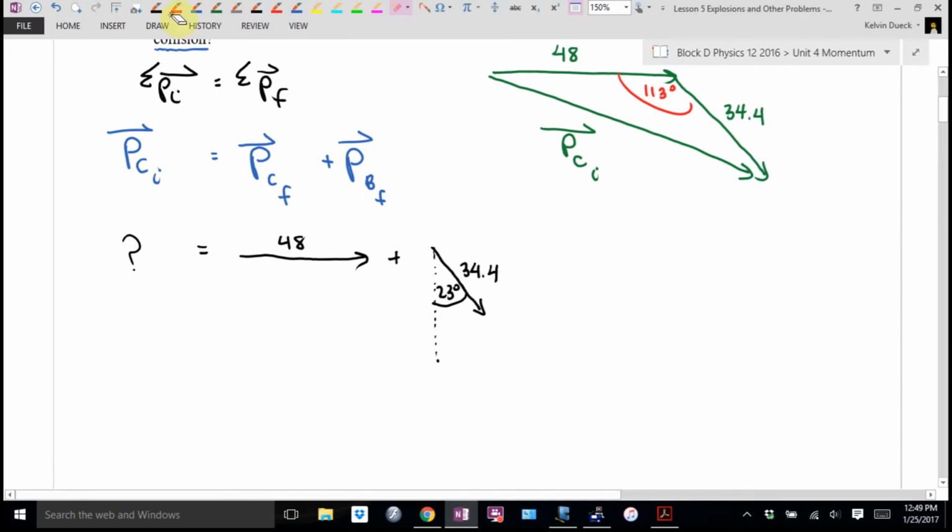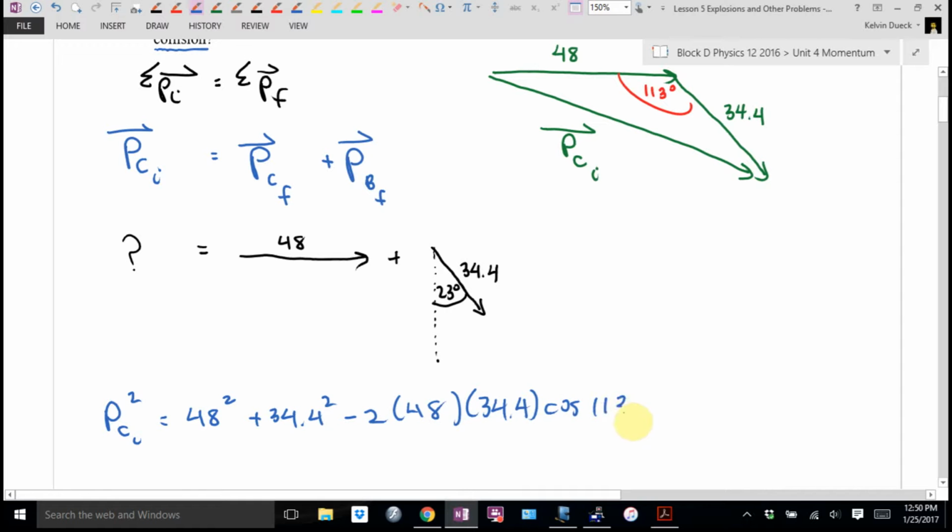Speaking of cosine law, I think then we're going to say this. Mystery momentum initial squared equals 48 squared plus 34.4 squared minus 2 times 48 times 34.4 cos 113. And then remember, this gives you a squared, so when you're done, square root.